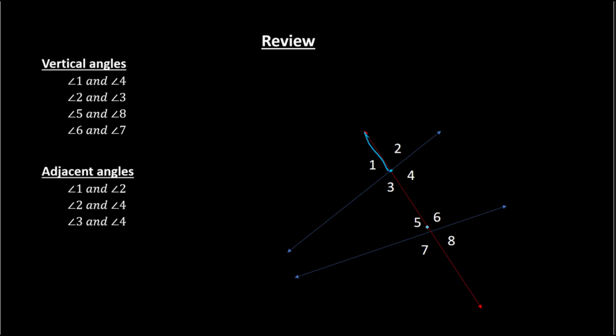And then down here we have angles 5 and 6 are adjacent because they're next to each other, sharing a vertex and a side. And then 6 and 8 are adjacent. And then 7 and 8 are adjacent. And then also 5 and 7 would be adjacent because they're sharing a vertex and a side. So just a quick review of terms we've talked about in the past, but you will use this in this particular lesson for different things with the practice questions, and it's just a good review as well.